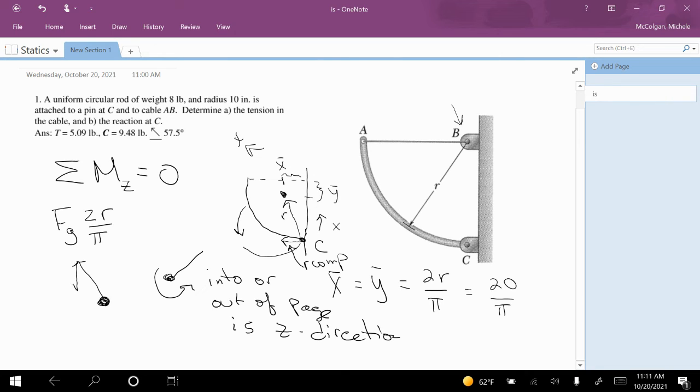But when I take the moment, I need the distance away from the z-axis. Remember, the z-axis is into or out of the page, so I need this distance here. If I look back, this distance here is the same as this distance here, and that's this x value that we have. So that's why we have 2r over pi. So I have one of the components.